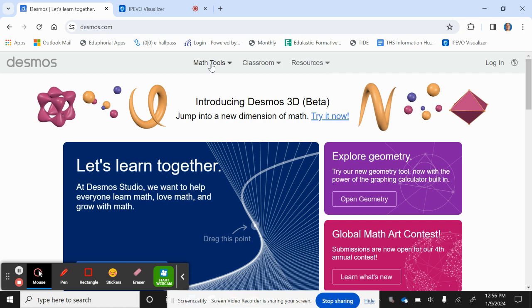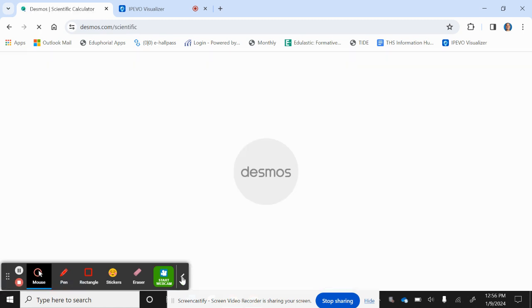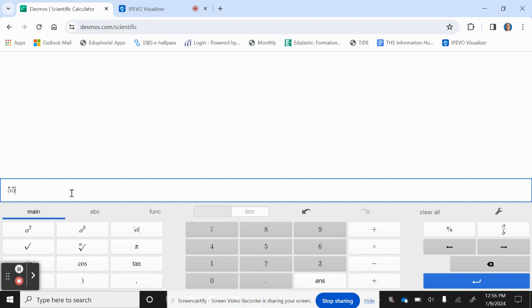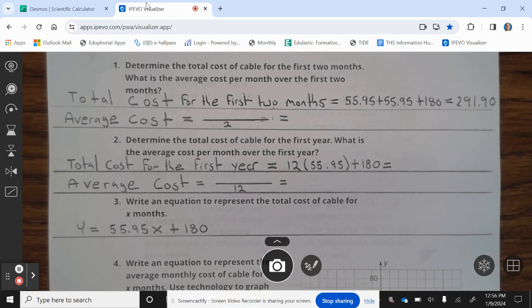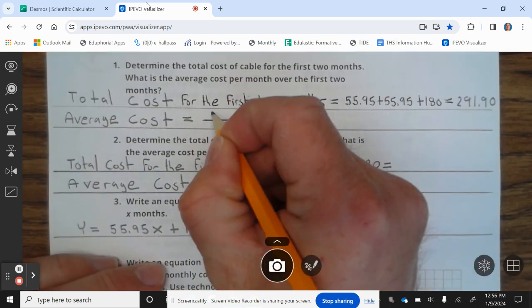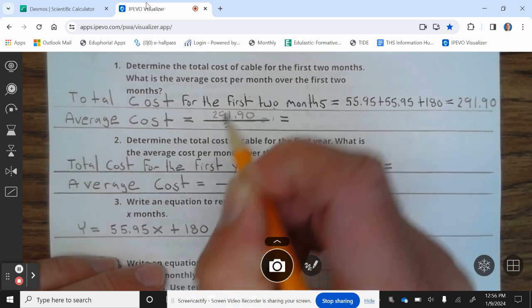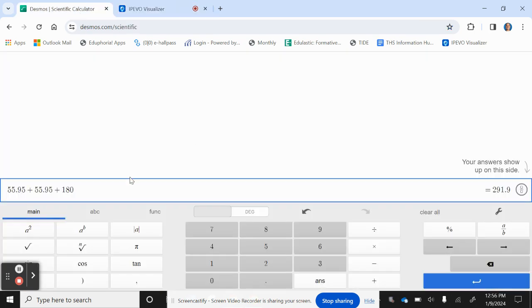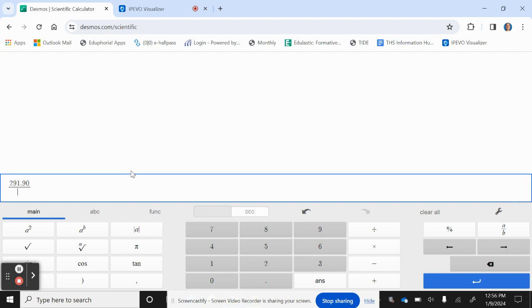So let's go ahead and come over to Desmos, and let's calculate that. So that's 55.95 plus 55.95 plus 180, which is $291.90. Okay, so the average cost would be $291.90 divided by 2. So let's go ahead and do that, which is $145.95.